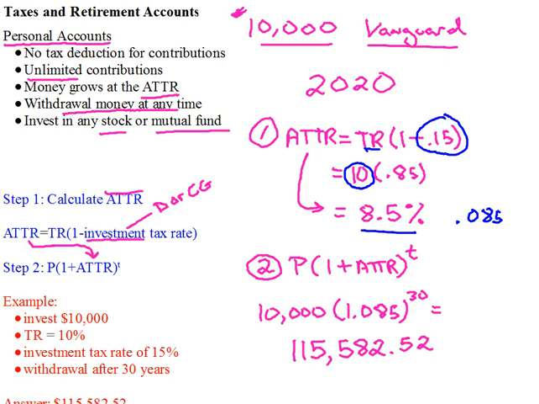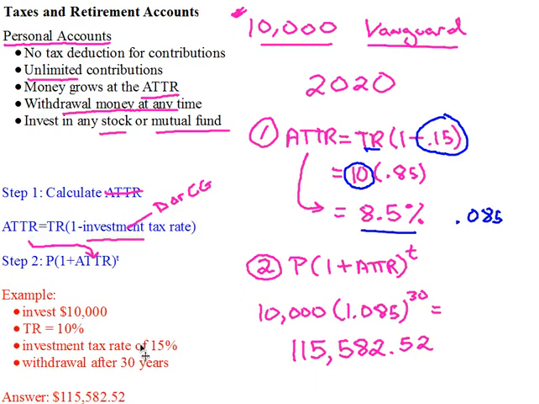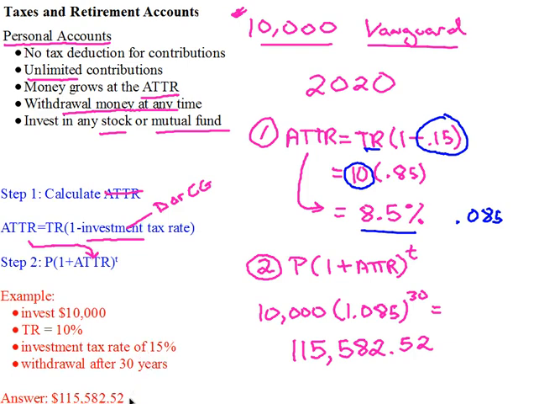Okay, and I should have that number down here. You guys can't quite read it, let me just move that up. Doesn't really matter, but there we go. There's the $115,582.52. That's just this number over here. And so that's the amount of money that I will end up with at the end of 30 years if I put the money into a personal account.